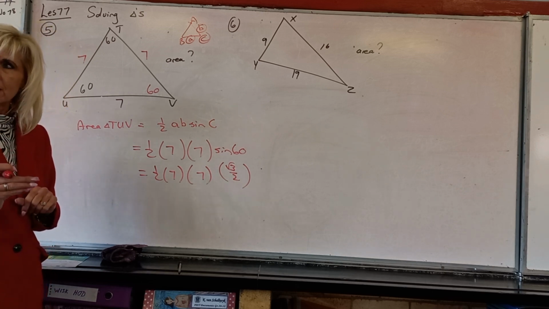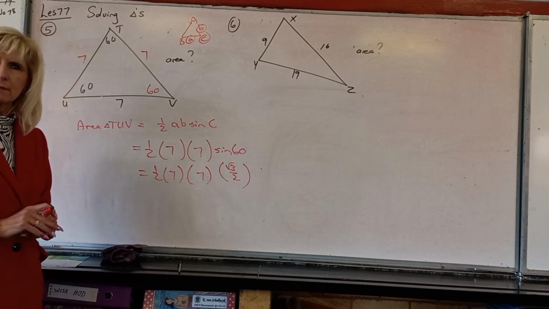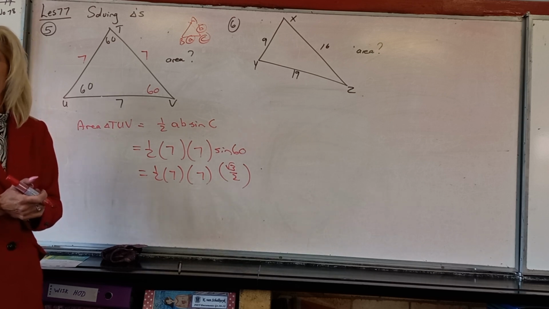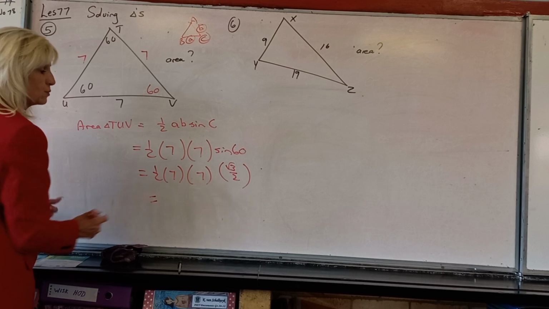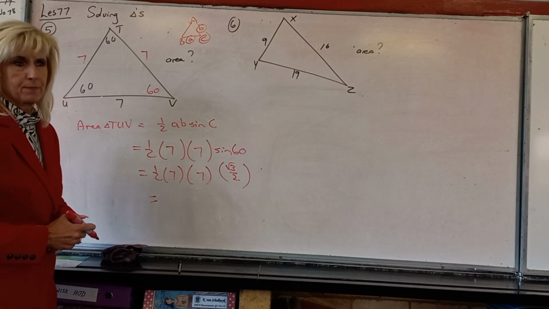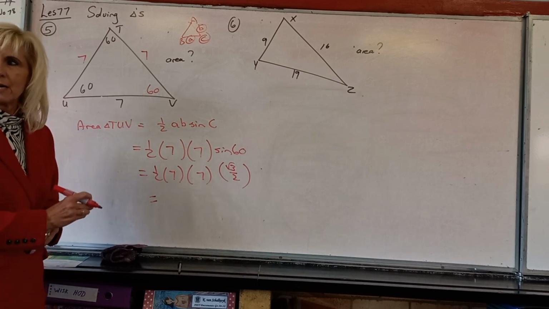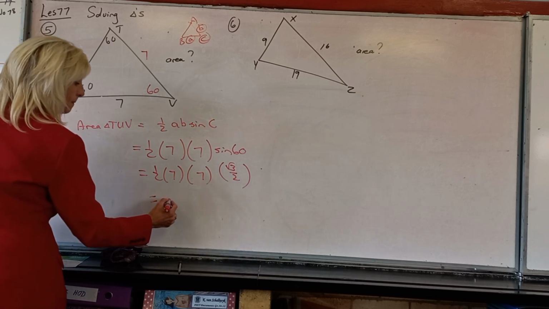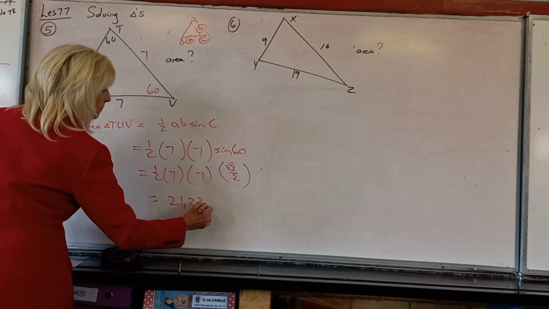If I did say it, can you just give me the answer? No, because then I'm saying no calculator, and I know you use the calculator. Because it's not about typing and dividing, it's about special angles. What is the answer, please? 21.22 units squared.